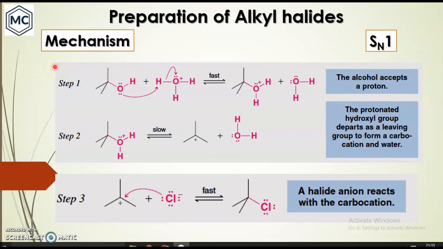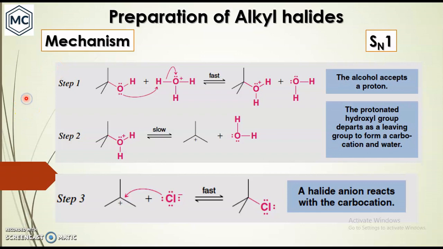Now let us consider the mechanism of this reaction. This tertiary alcohol gets protonated first and forms an oxonium ion. It is a fast reaction, and this oxygen can act as a nucleophile, and this aqueous acid is highly electrophilic, and this oxygen accepts a proton from the acid, and it forms this intermediate, and this intermediate immediately departs as water, and it forms a carbocation. It is a highly stable intermediate with the formation of water. And in the next step, this chloride acts as a nucleophile. This chloride attacks this electrophilic center. It is a very fast reaction, and it forms alkyl halide.